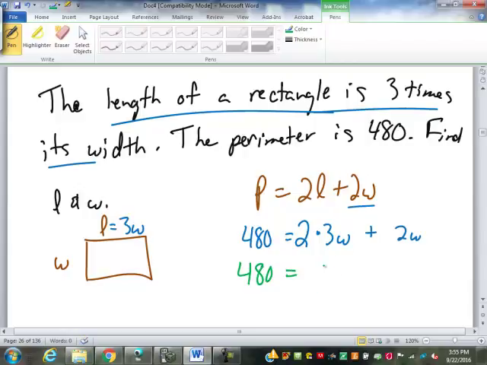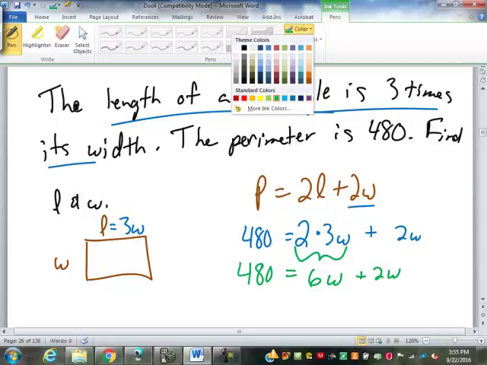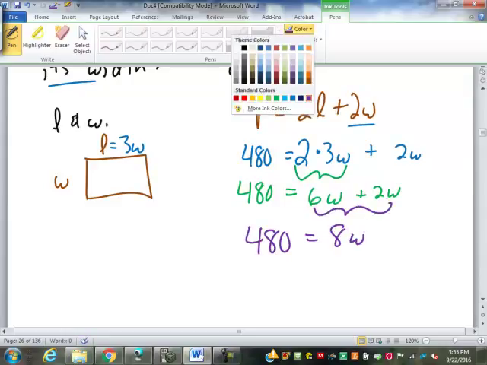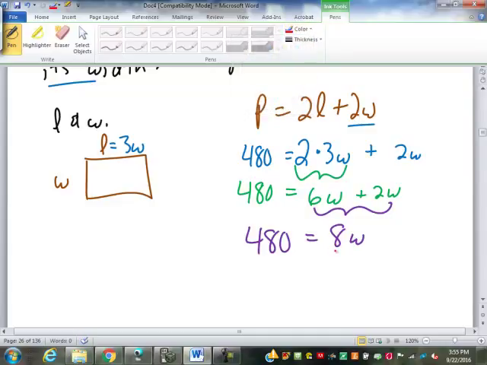What do we have to do first? 2 times 3W, 6W plus 2W, and then 6W plus 2W is 8W. And then? Divide by 8. So 60 equals W. So the width equals 60.